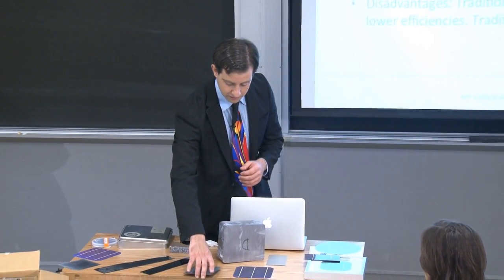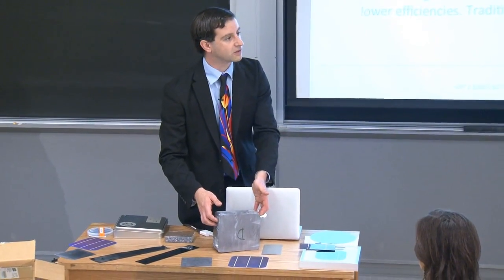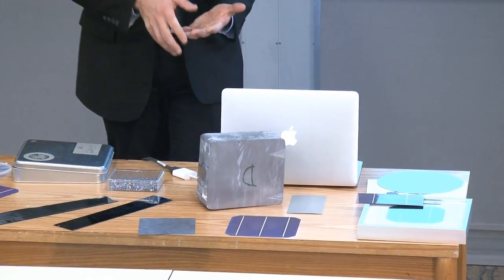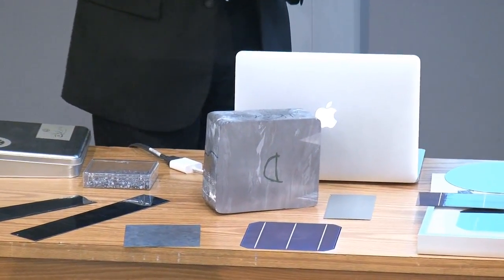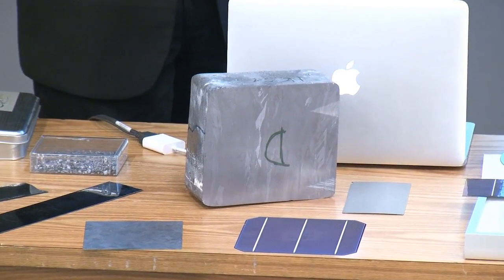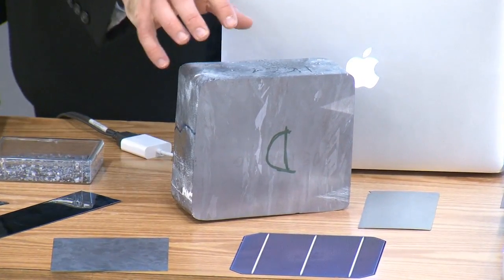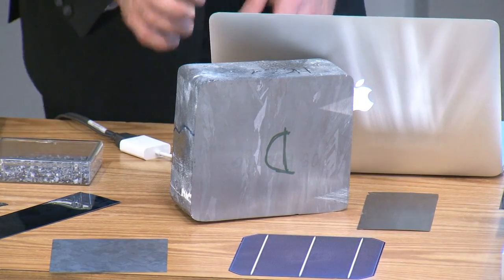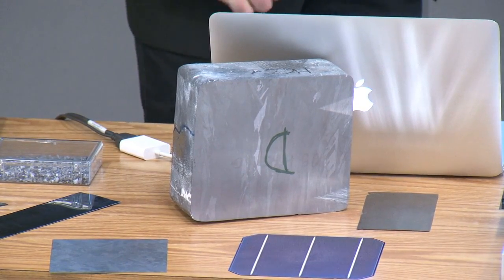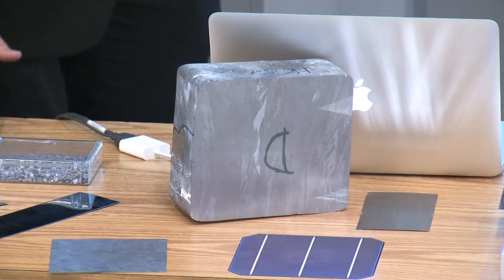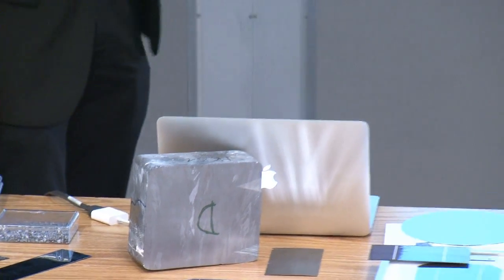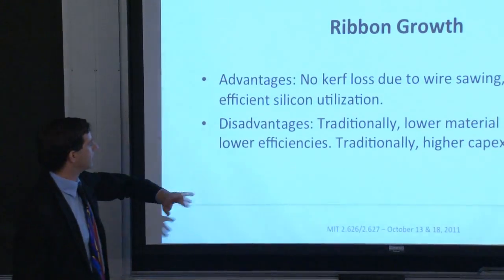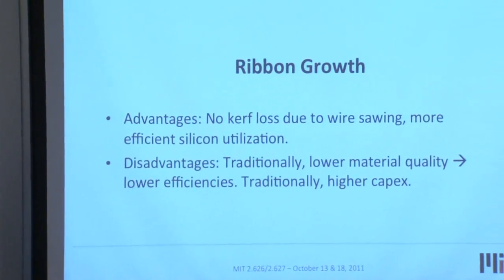During the process, about 50% of the silicon is lost to sawdust. And they said, well, let's develop a better way. Let's extrude the wafers directly out of liquid molten silicon and make ribbons of silicon instead. That way we don't have the sawdust and we don't have to have this expensive ingot solidification step. So ribbon growth has been explored since the 1970s at least, and the advantages is that you have no kerf loss, in other words no sawdust, due to wire sawing, and hence more efficient silicon utilization.